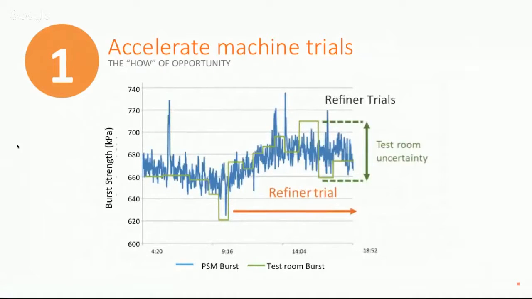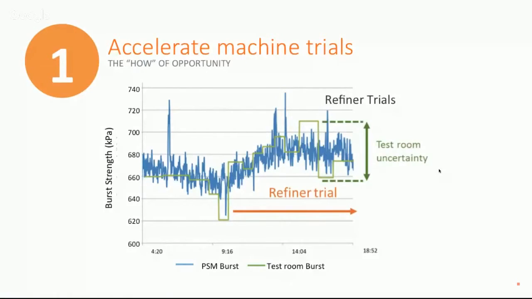Here's another example how we might be able to accelerate machine trials. Refiner trials. In this case, we're looking at burst strength, and you can see when the refiner trial started. And it's clear from the blue trace, which is the continuous measure on the paper machine, that there was some effect, although it was pretty small, 660 to about 680, so 20 units. That's very hard to see in top of roll measurement, because the top of roll measurement has a lack of confidence associated with each measurement, and it doesn't necessarily mean that it's representative.